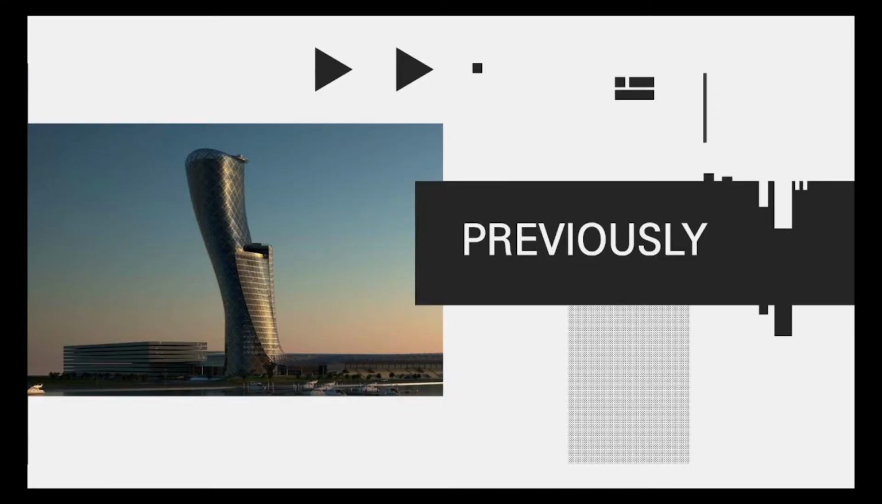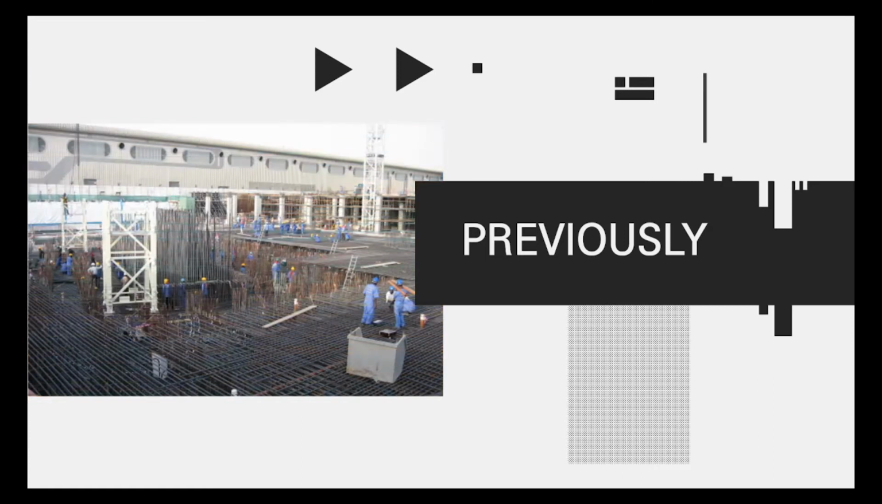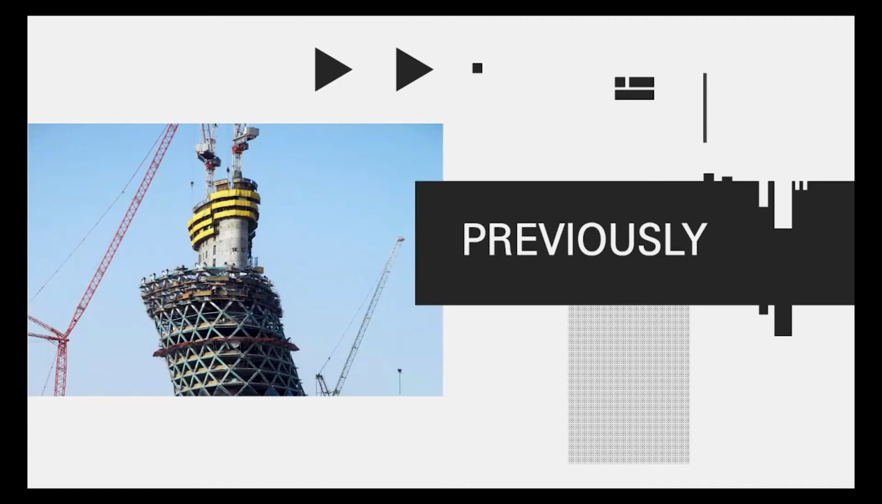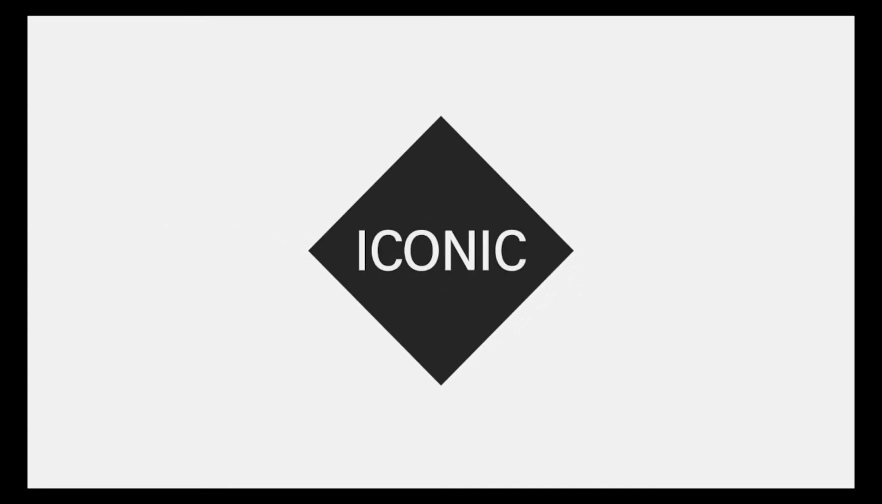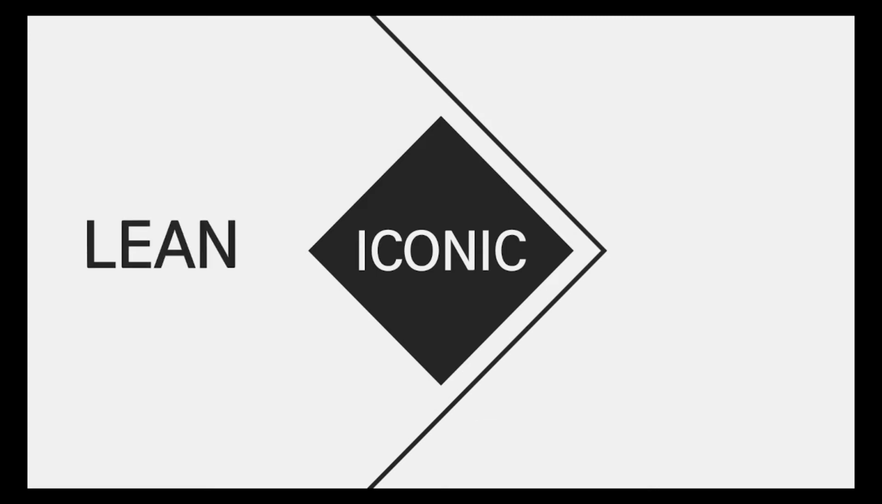In the previous presentation, we ended up talking about how the foundations of this building were made and what methods were used to make the core. Starting from this week, we are going to talk about one of the most important issues of this building. What makes Capital Gate Tower one of the most iconic buildings on Earth? It is the lean and the twist.